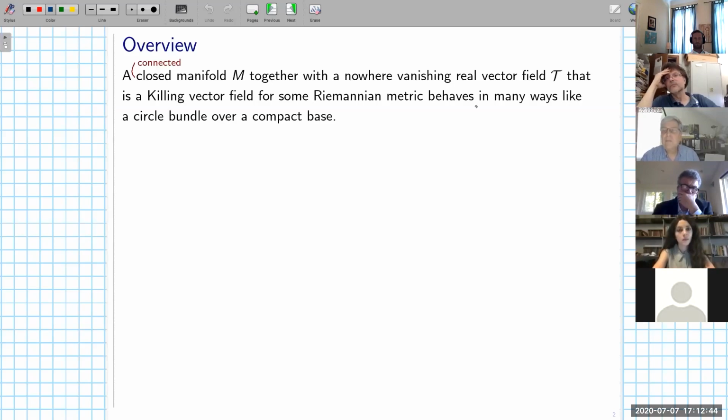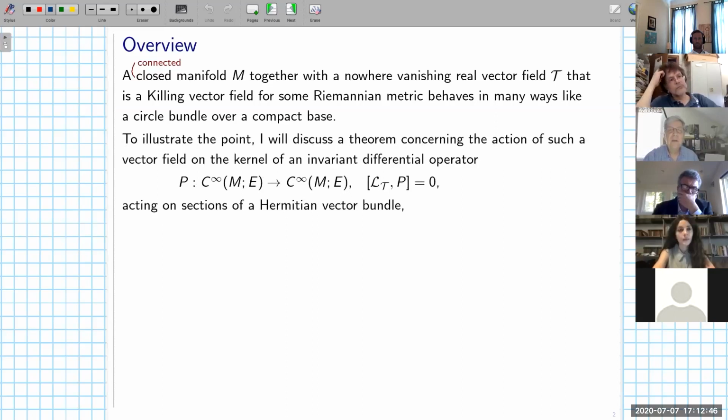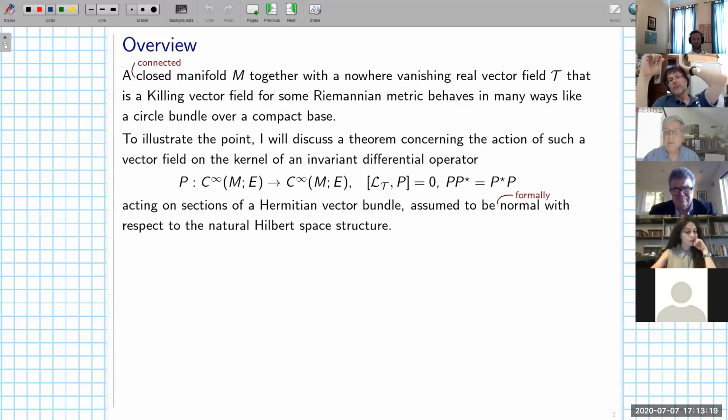So this is one illustration of this point, which is a situation in which one has a differential operator acting on sections of a bundle, and the operator commutes with the vector field T, and some sort of Hermitian metric on the bundle, and then you have an invariant measure and so on. The operator is assumed to be normal.